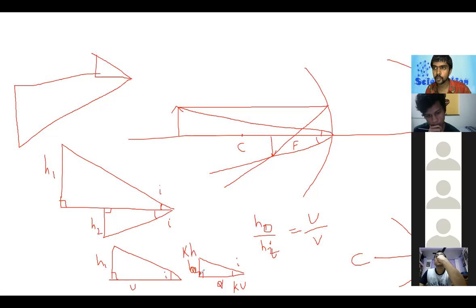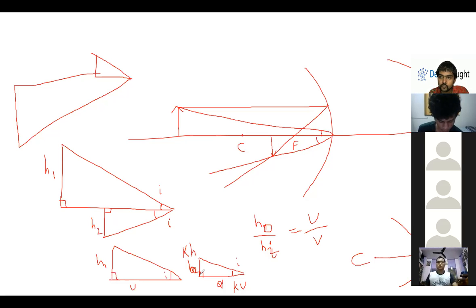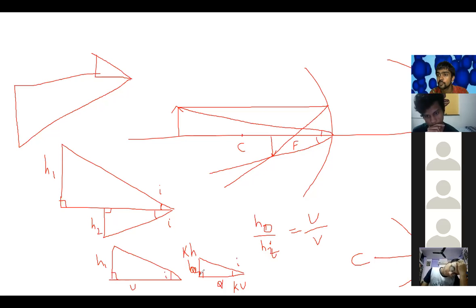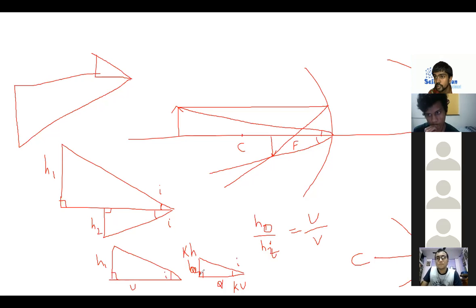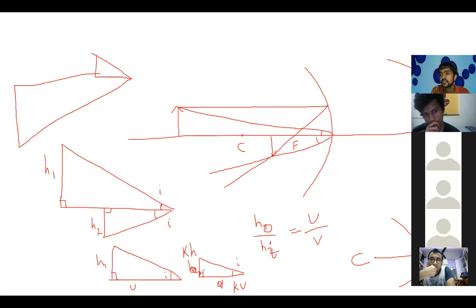Besides that, which other geometric properties did you exploit? That the normal is the line joining that point with the center. The normal touches the center. That's why the center of curvature becomes very important. Why? Because it gives you the normal, and the normal gives you the angle of incidence as well as the reflection. Good.